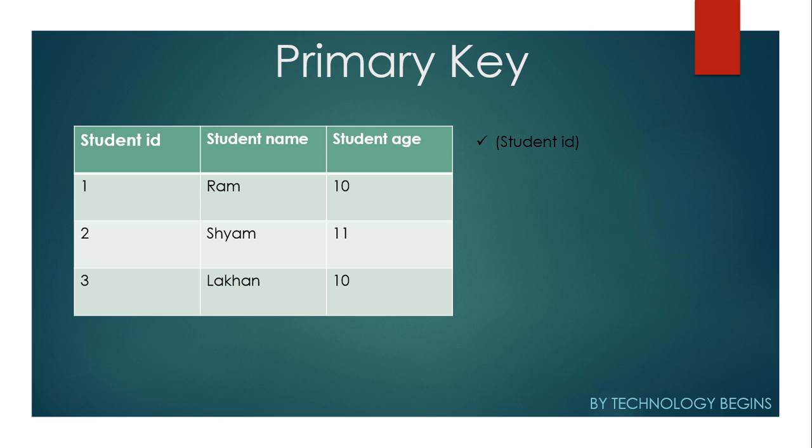So here is one example. There is student ID, student name, and student age. There are three columns. In this table, student ID is the primary key.